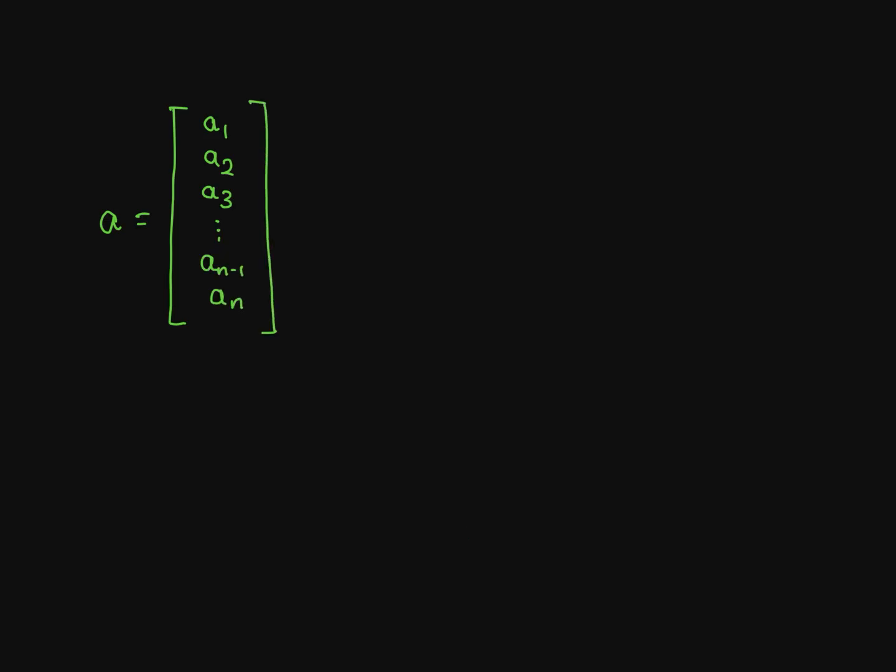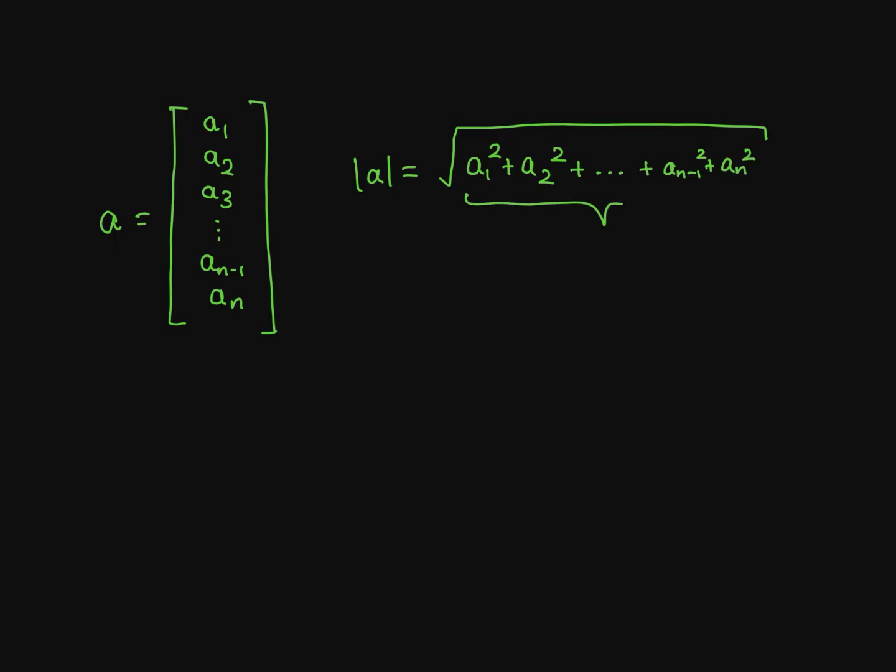The magnitude of this vector is the square root of the sum of all the squares of the components. So it would be the square root of a1 squared plus a2 squared plus ... all the way up to an squared. One easy way to remember this is to just think of the Pythagorean theorem, but with a lot of other terms under the square root.